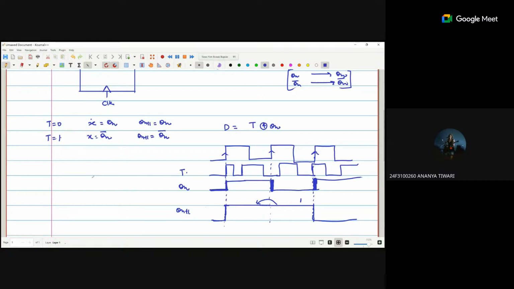Sir, after the starting 0, T was 1, right? So it should be Qn bar, isn't it? Qn plus 1 will be 1. So it should be Qn bar, right? It would be the opposite of Qn. Basically, we are saying that we don't know; we are saying that previously the output is 0. With respect to this one, it will toggle.